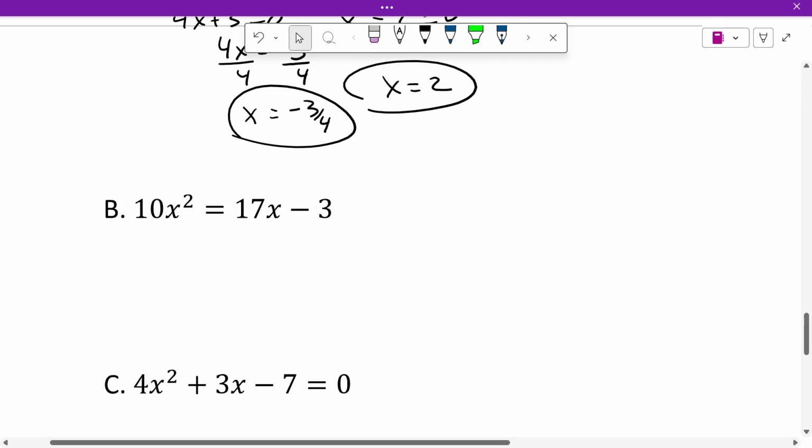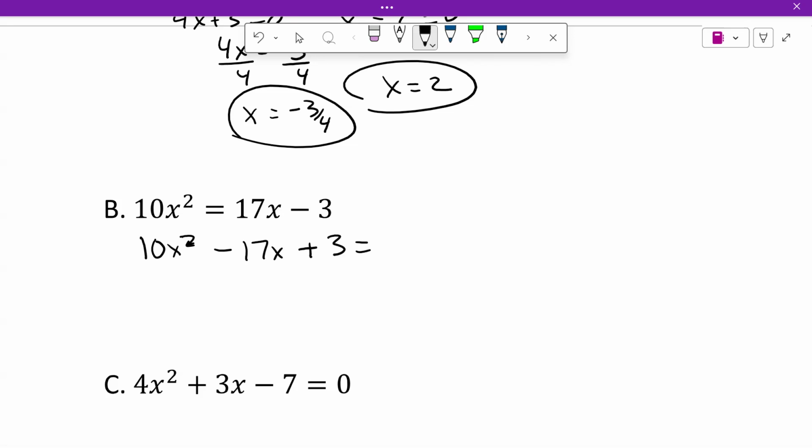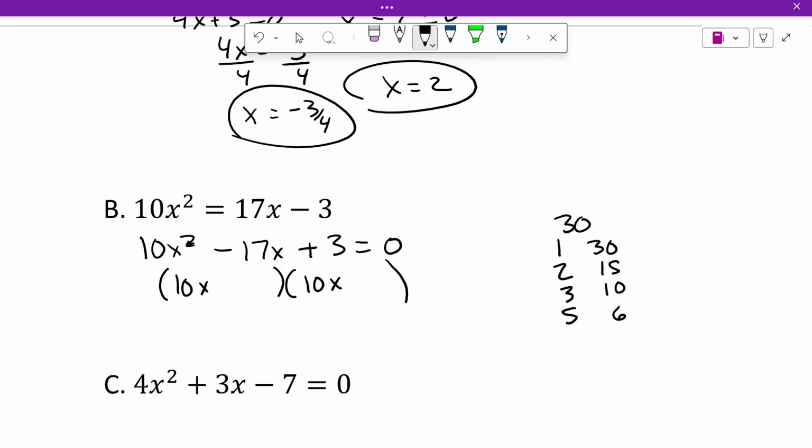B. What's the first step there? Get one side equals 0. 10x squared minus 17x plus 3 equals 0. Is there a greatest common factor I can take out? Nope. So, two sets of parentheses. 10x and 10x. Multiply 10 and 3 together. You get 30. Factors of 30 are 1 and 30, 2 and 15, 3 and 10, 4 doesn't go in there, 5 and 6.